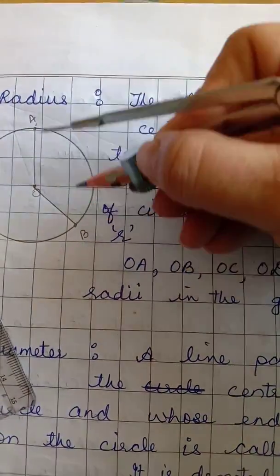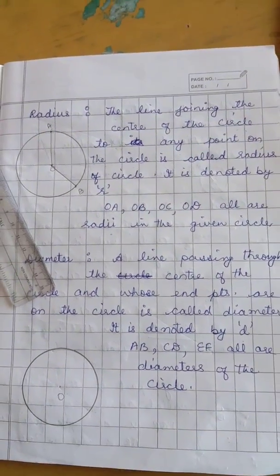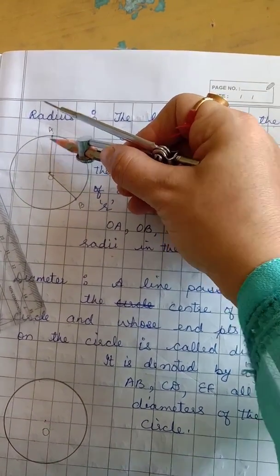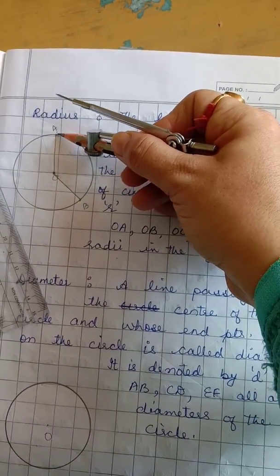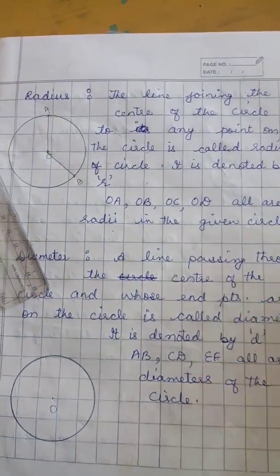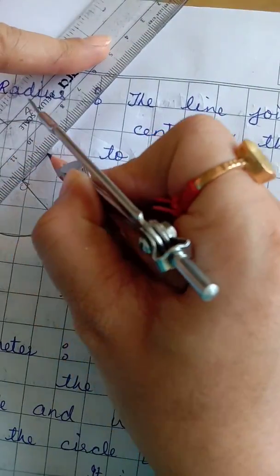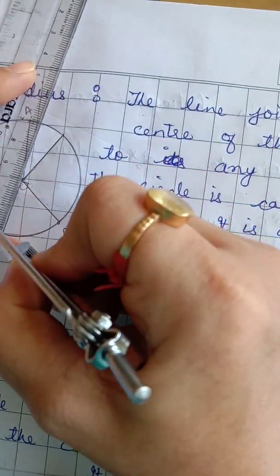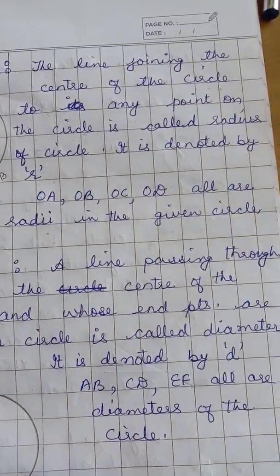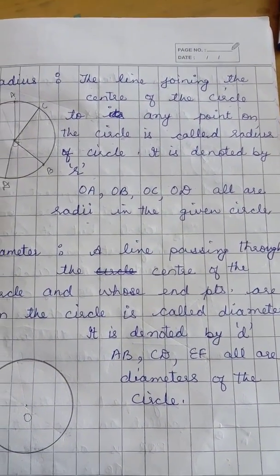A and B are points on the circle, meaning on the boundary of the circle, and O is the center of the circle. The line joining the center to a point on the circle is known as the radius of the circle. OA, OB, similarly we can draw more radii. OC, OD, these are all radii. Radii is the plural of radius, and all the radii of the same circle are equal.